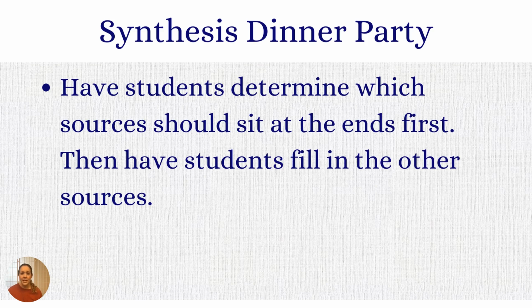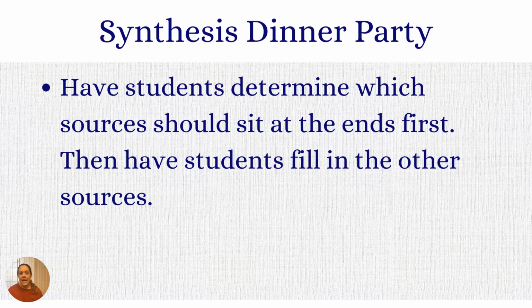I also tell my students that as they're seating sources at the ends of the table, these are probably going to be the two sources that they think contradict each other the most. And I'll ask them why. Why would you put contradictory sources at opposite ends of the table? And then students kind of say something like, well, it's because we don't want them to argue, so we want to put them far apart. So students do get the idea.